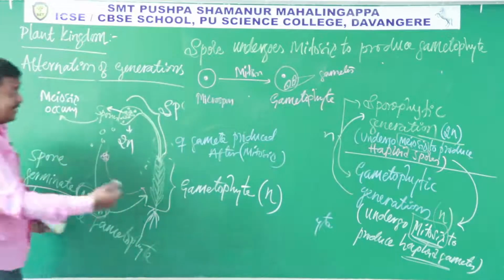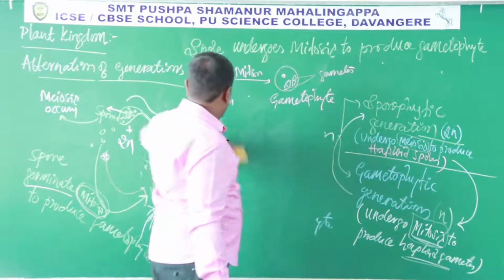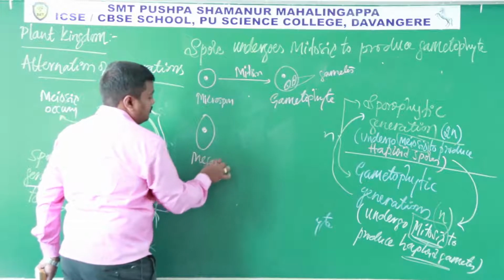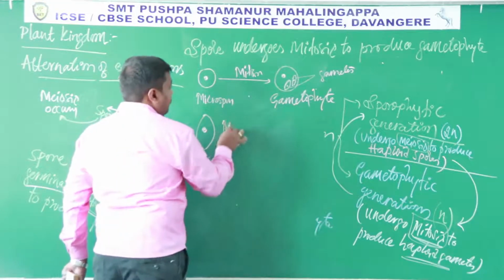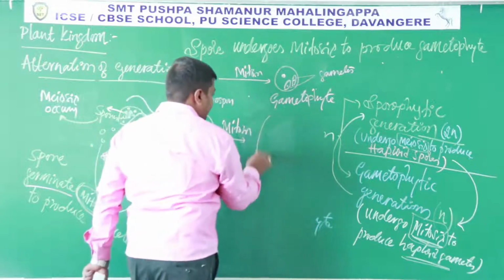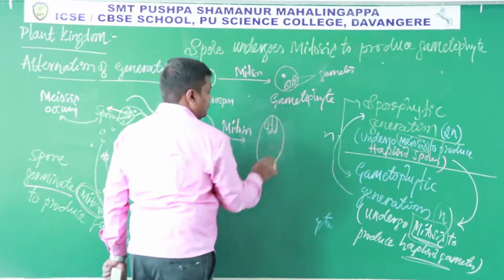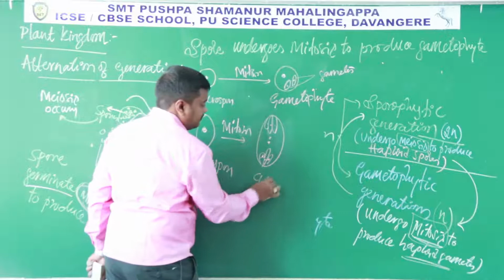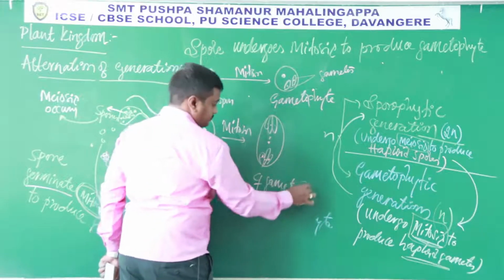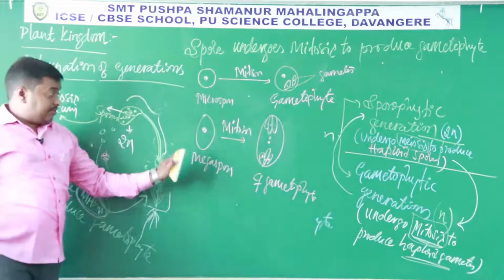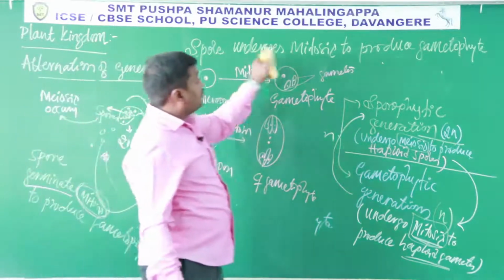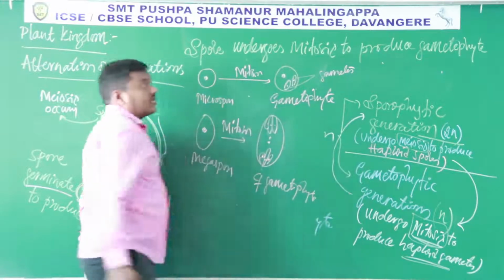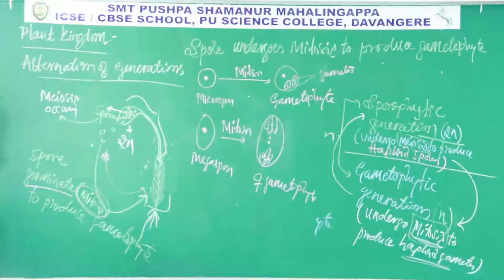Okay, so let me take one more example for that. There is a megaspore. This megaspore undergoes mitosis 3 times. After three rounds of mitosis it produces a structure like this. If you recall it, this is the female gametophyte. Okay, any spore undergoes mitosis to produce the gametophyte. So this is the gametophyte. In the case of the microspore, this is the gametophyte. So for a gametophyte to form, mitosis is essential.